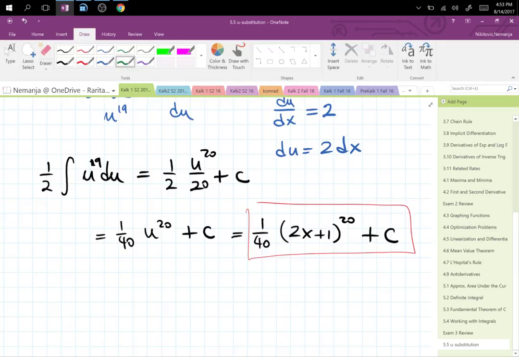Could you also substitute the dx for dx half du? Yes, that's going to be a different way. Yeah, I'll explain that as well.